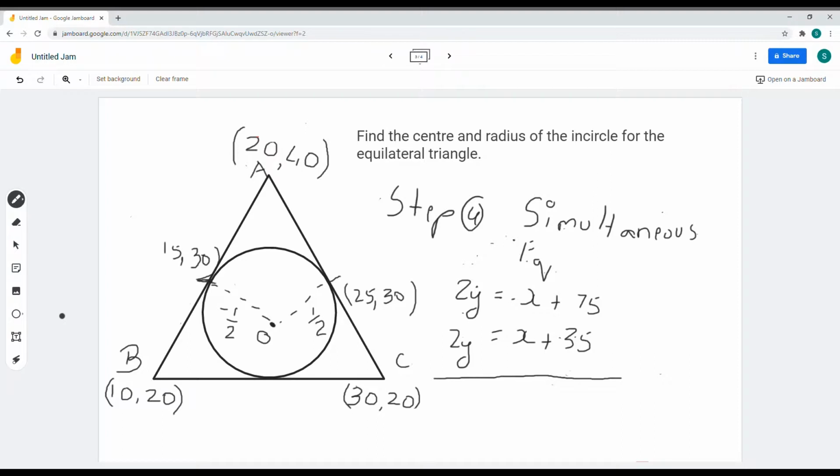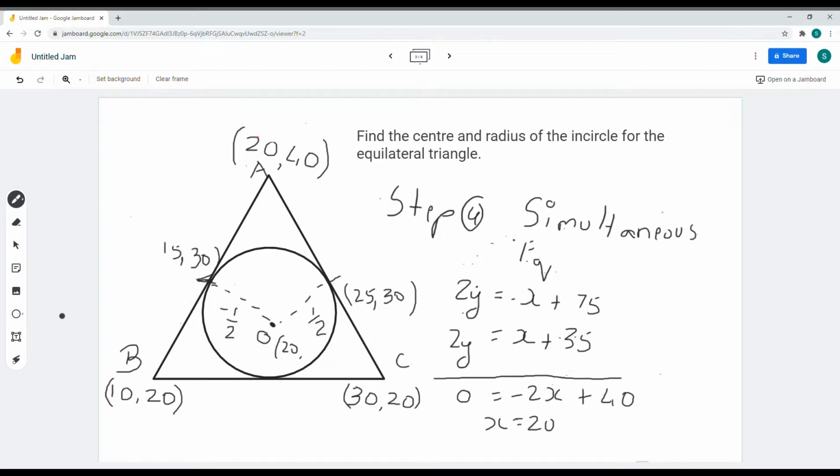That means when I subtract the two equations, I get a 0. I get this equal to negative 2x, and this equal to a positive 40. That means my 2x equals 40. That means my x equals 20. So the x coordinate of the center is 20.